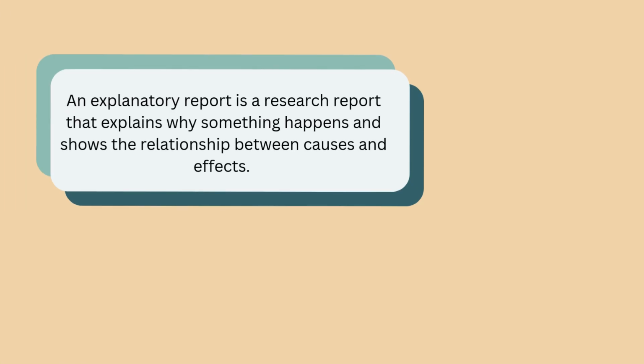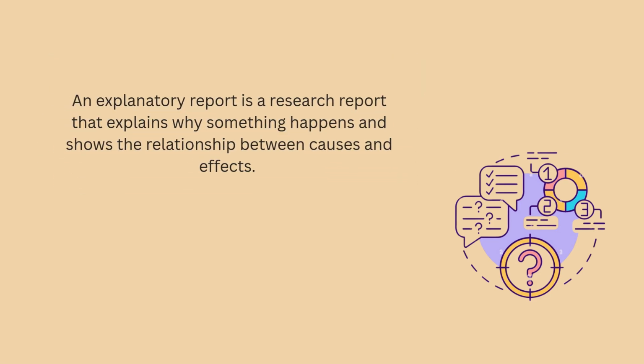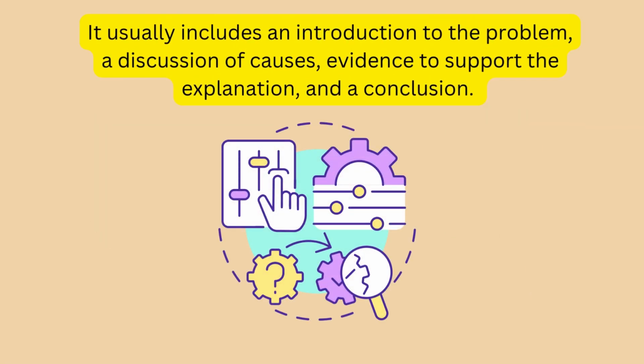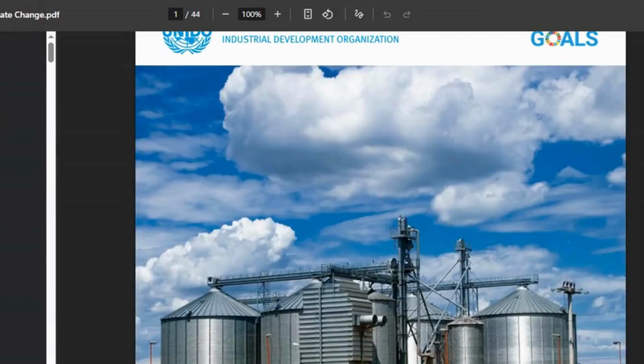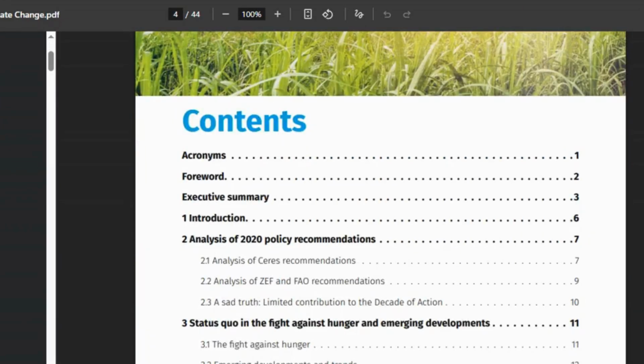An explanatory report is a research report that explains why something happens and shows the relationship between causes and effects. Its features include detailed reasoning, linking evidence to outcomes, and step-by-step explanations of complex issues. It usually includes an introduction to the problem, a discussion of causes, evidence to support the explanation, and a conclusion. For example, a United Nations report on climate change and food security is explanatory.